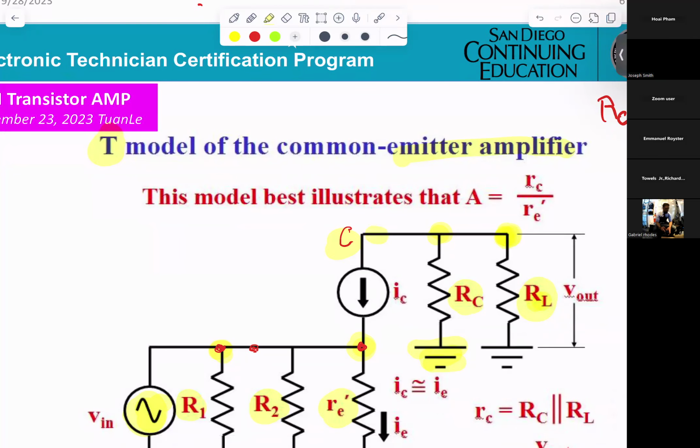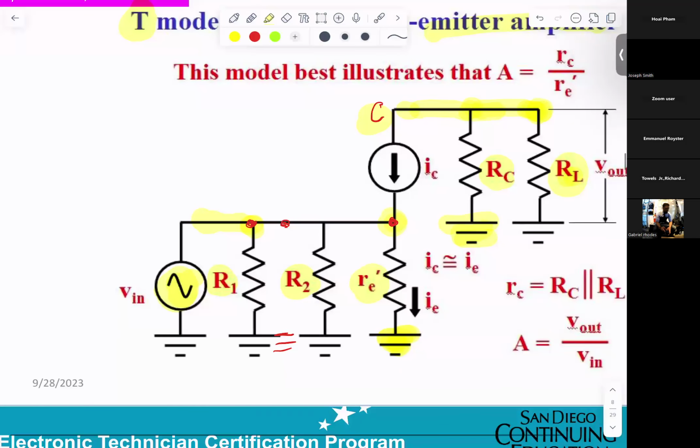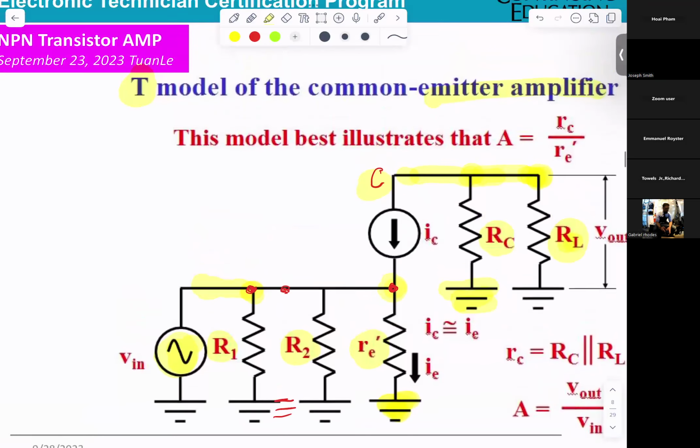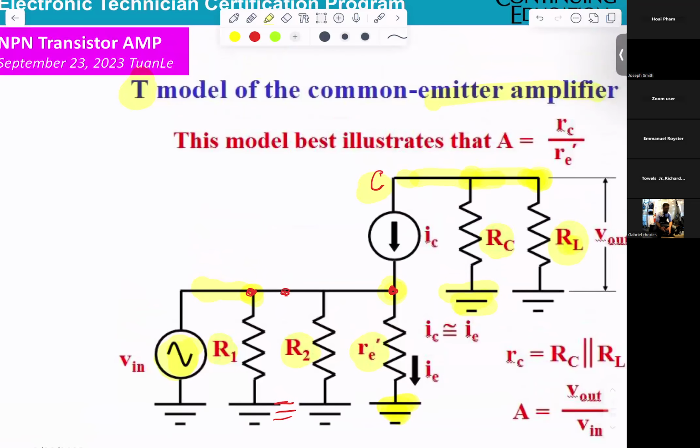You see no capacitor in here. This is for AC, so the capacitors will be shorted. You don't see C1, no C1. No C2, and also no C3. This is AC, so the capacitors are already shorted to the root.